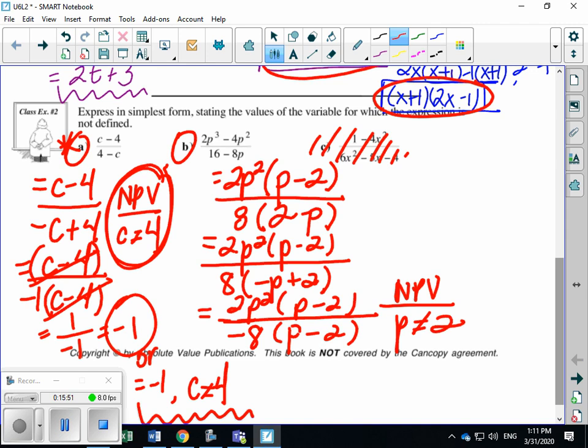Okay, now I can cancel things out. I can cancel out the p minus 2 on the top and the p minus 2 on the bottom. I can also do something about this 2 and this negative 8. I can reduce that. I can divide each of those by 2. So on the top, I'm going to be left with simply just p squared divided by, what's negative 8 divided by 2? Well, it's negative 4.